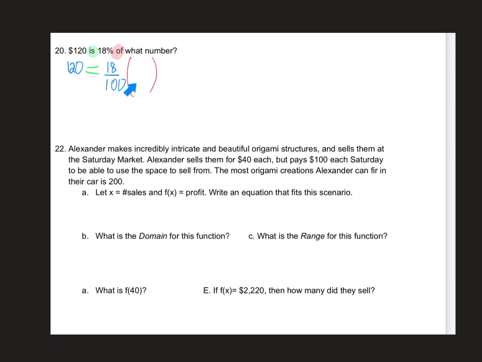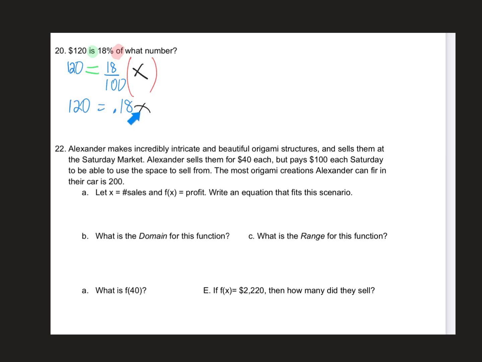"Of" always means multiply. So 18% of, or multiplied by, what number? If we solve this for what number x is, we'll know the answer to the question. How can we do that? We can get rid of this divide by 100 by multiplying both sides by 100. Or we could do 18 divided by 100, which is 0.18.